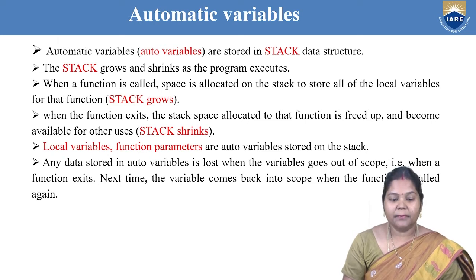Local variables and function parameters are normally automatic type and these are stored in the stack. Any data stored in automatic variables is normally lost when the variable goes out of scope. That means we need to understand the scope of variables. Automatic variables have local scope, that is, the scope is within the boundary of the opening and closing braces. When you are out of the closing brace, the scope of the variable is lost. When the function is called again, the variable will again come into scope. So, automatic variables are bounded by local scope.